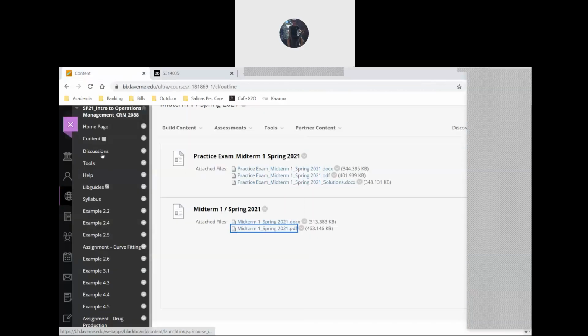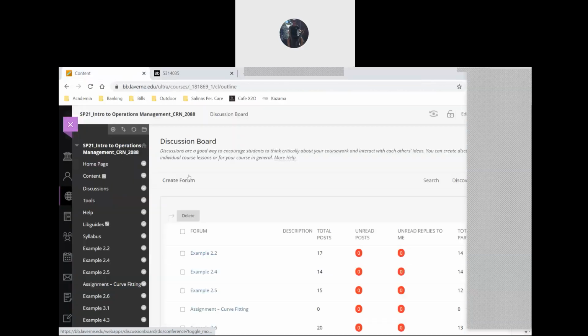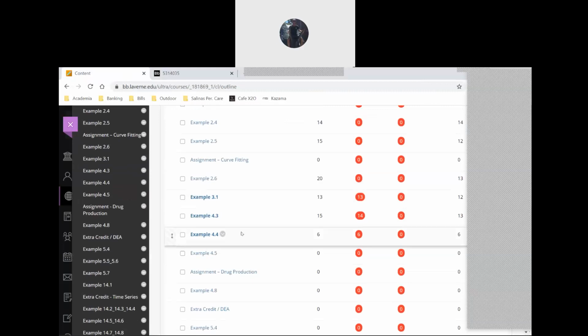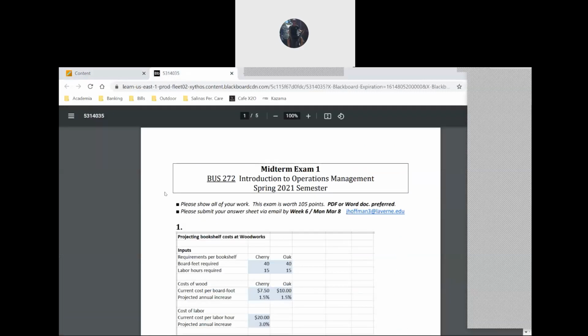And also don't forget that example 4.4 is also due Monday. If you haven't posted that, post that there. So you got example 4.4 and you got the midterm to do. Okay, so questions on what I want you to do for the midterm, or any questions regarding the take-home midterm?